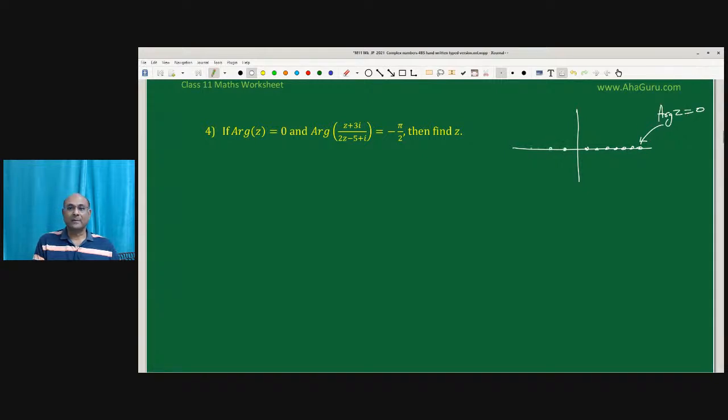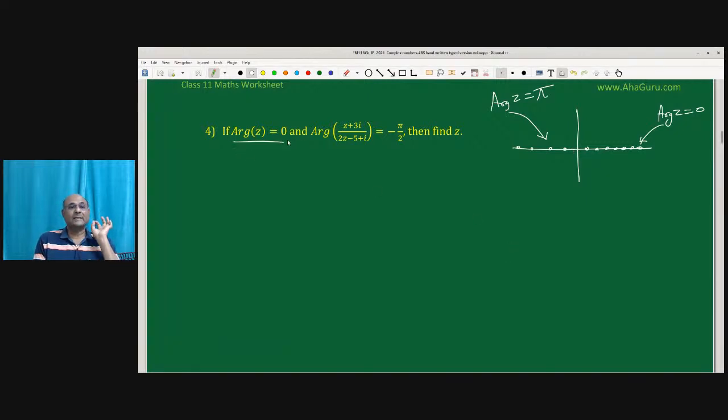These numbers have argument Z how much? If I use small arg, it will be minus pi or plus pi. But if I use capital arg, only plus pi. That's why 0 itself you can't define. Whether to say minus pi, plus pi, pi by 2, you can't say. So for 0, we don't talk about argument.